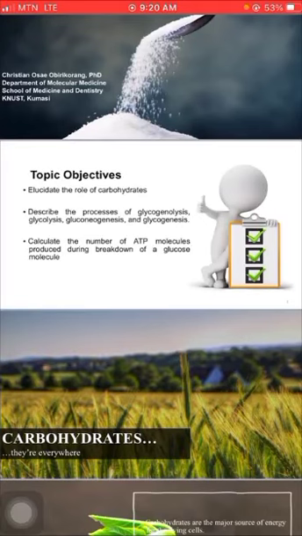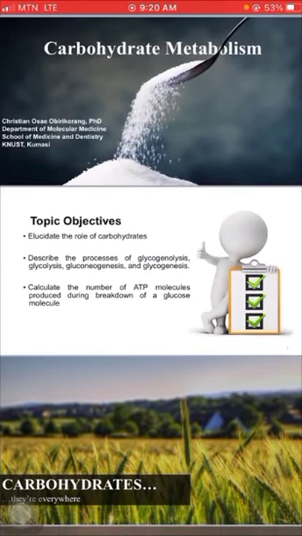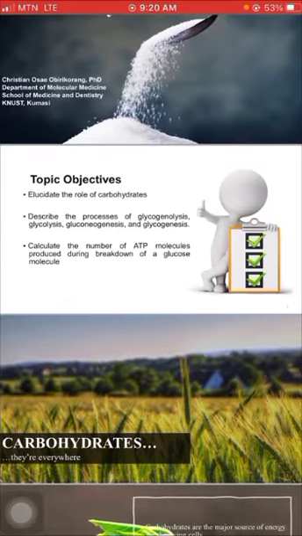So today we are going to look at a topic called carbohydrate metabolism, and these are our objectives. We are going to look at the role of carbohydrates, also describe the processes of glycogenolysis. You see, in our body we have glycogen, that is the stored form of what? Glucose. So many glucose molecules will come together and will be stored as glycogen. So glycogenolysis is when you're breaking down the glycogen back to the what? Glucose molecules.